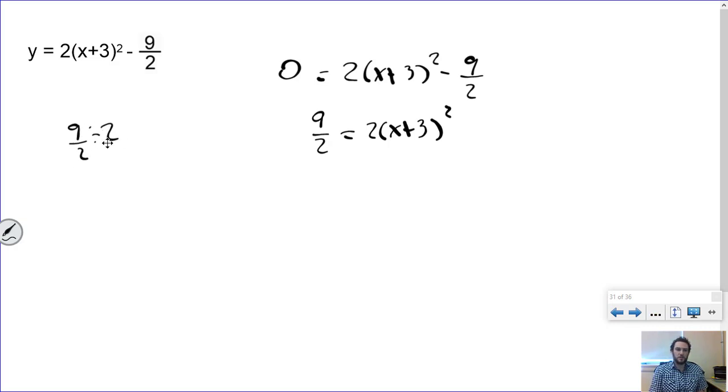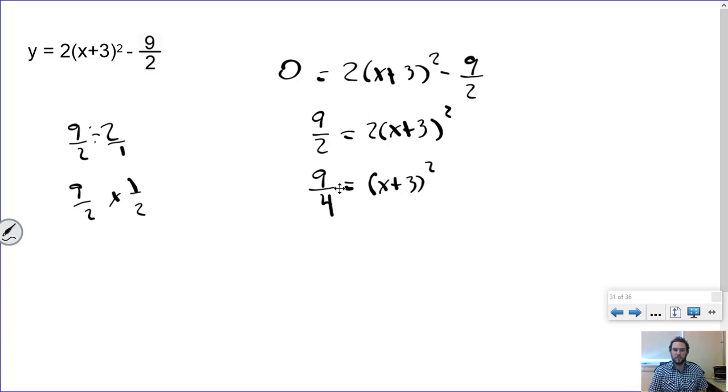So 9 over 2 divided by 2 is the same thing as 9 over 2 divided by 2 over 1, right? 9 over 2 times, we flip the 2 over 1 and we get 1 over 2. So 9 times 1 is 9, and 2 times 2 is 4. So 9 over 4 is equal to x plus 3 squared. Okay, again, what we need to do is take the square root of both sides.